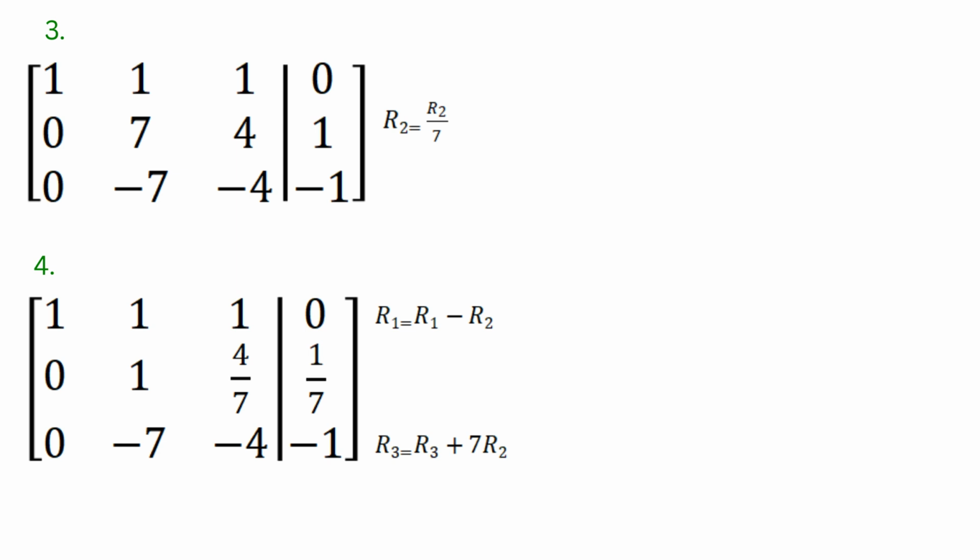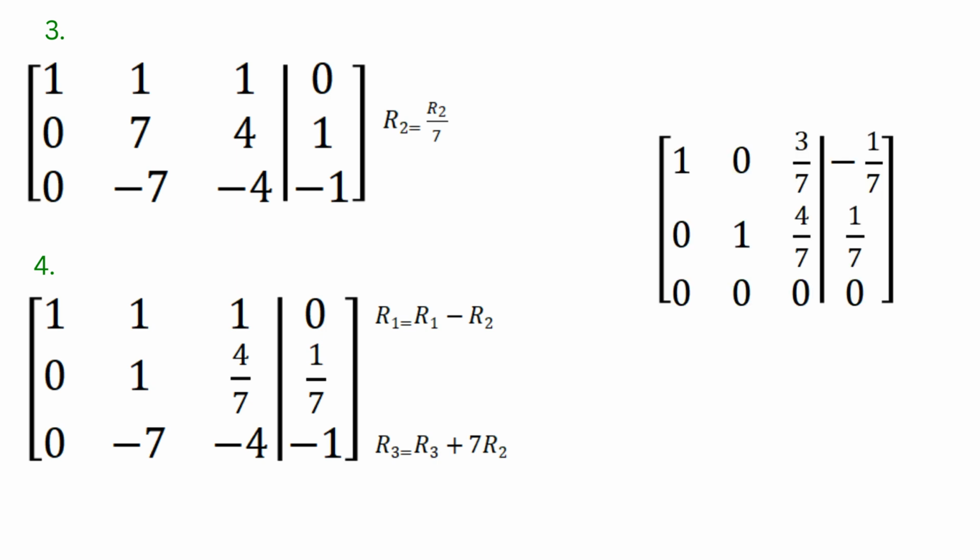Now we are going to create zeros in column 2 except for row 2. For row 1, we subtract row 2 from row 1, and for row 3, we add 7 times row 2 to row 3. Now, our updated matrix, the reduced row echelon form: column 1 is 1, 0, and 0. Column 2 is 0, 1, and 0. Column 3 is 3 over 7, 4 over 7, and 0. And for the last column, we have negative 1 over 7, 1 over 7, and 0.